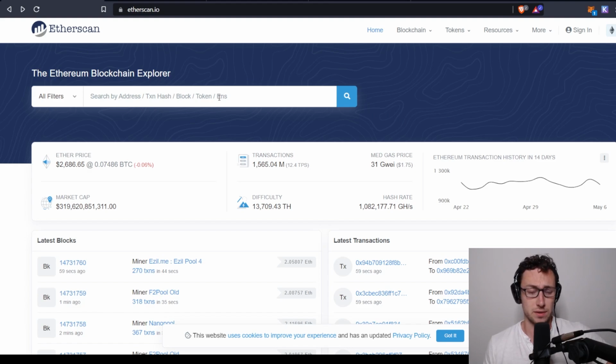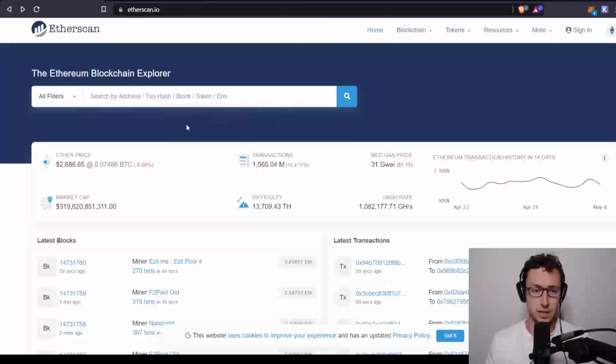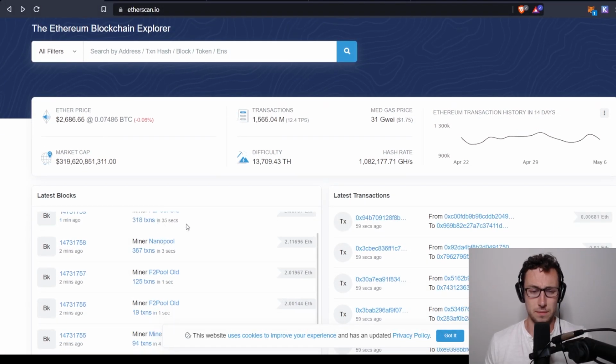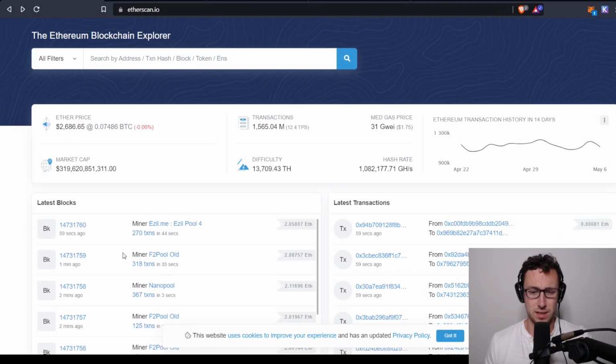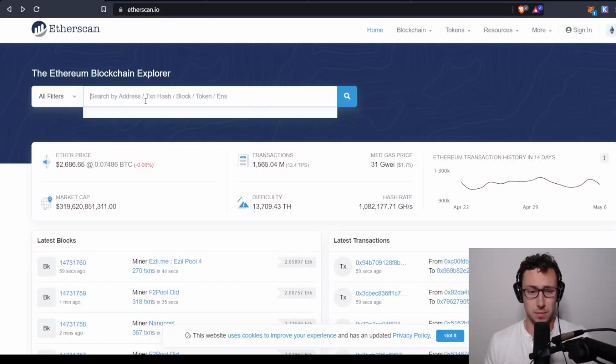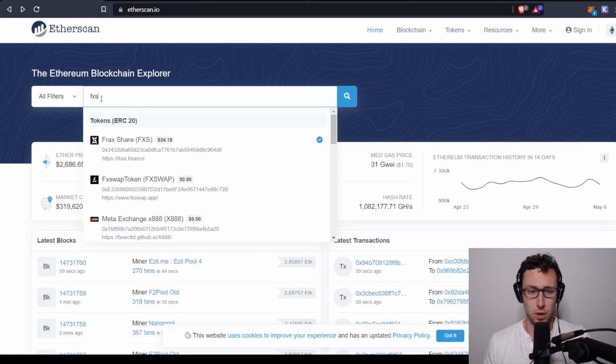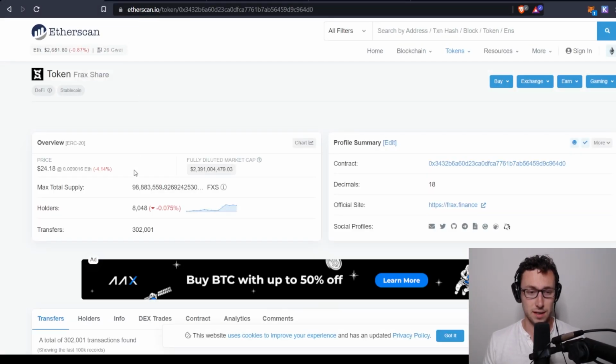First thing you can do in Etherscan that's pretty powerful is you can actually look up specific tokens. So you can use Etherscan to look up wallets, contracts, tokens, transactions, anything that's on Ethereum. But for example, say you wanted to look up details about Frax share. That is the value accruing token for the DeFi project Frax. You could search it here and click on it.